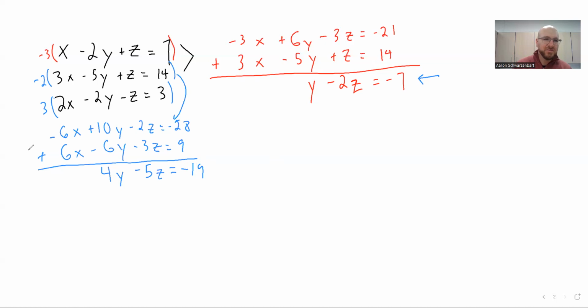So now put these two equations together. And I guess I will multiply the top one now by negative 4. And bring it down here, and I'll add them together.